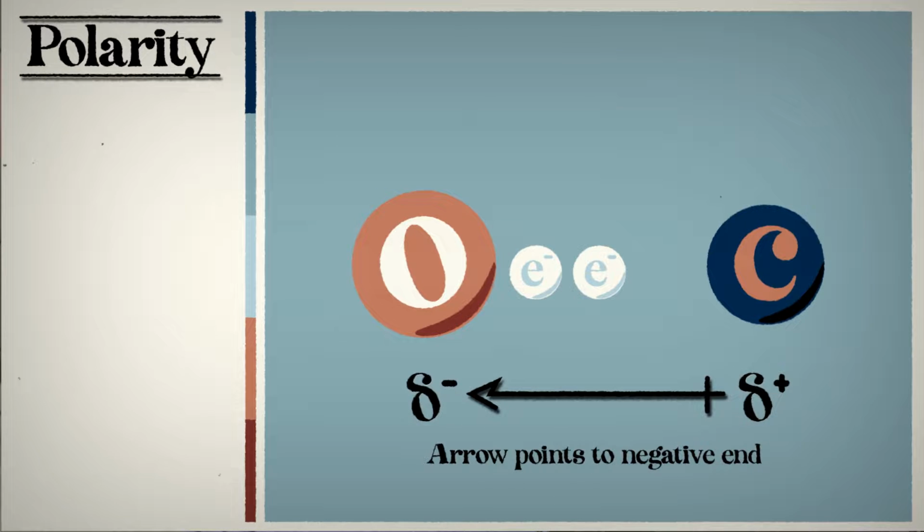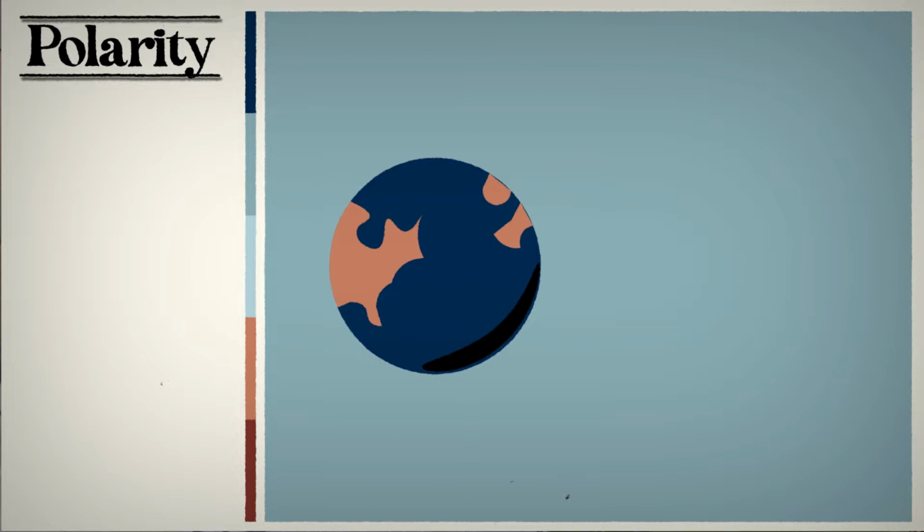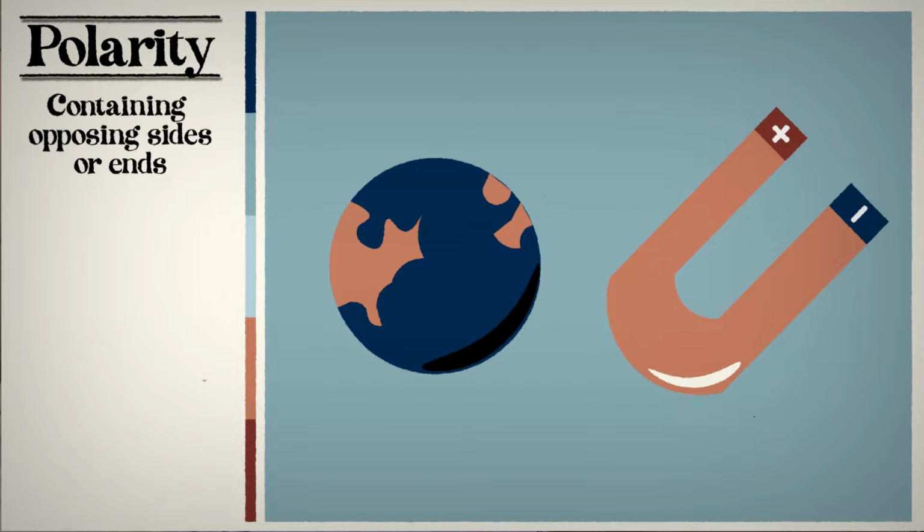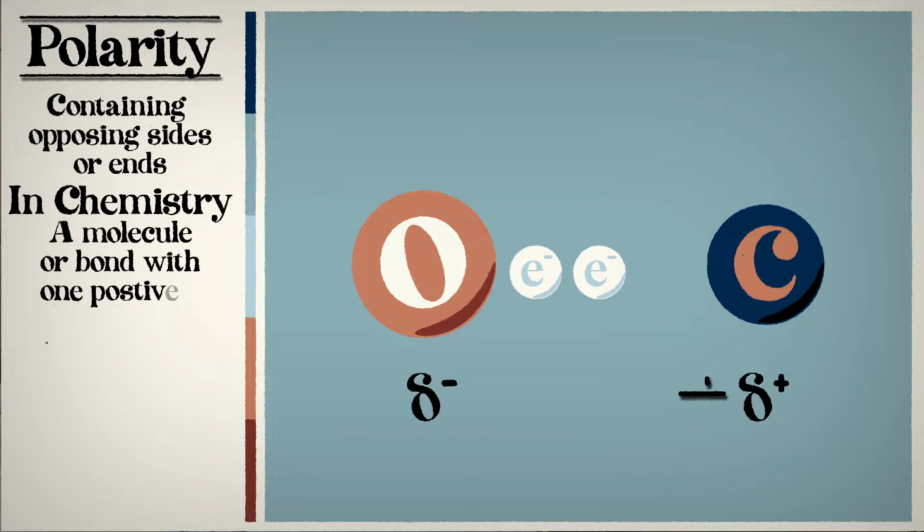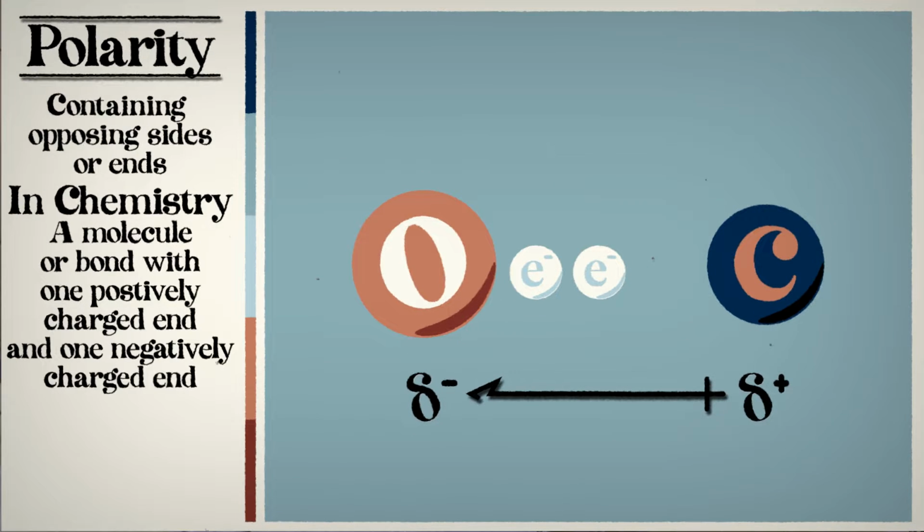Now think where else you've heard the word polar before. You might think of the polar regions on Earth or the different ends of a magnet. Basically, all polar means is that there's two opposite sides. So on the Earth, the North and the South Pole are two opposite sides. On a magnet, you have two different magnetic fields. In a chemical bond, you have a positive end and a negative end. That makes this bond polar.